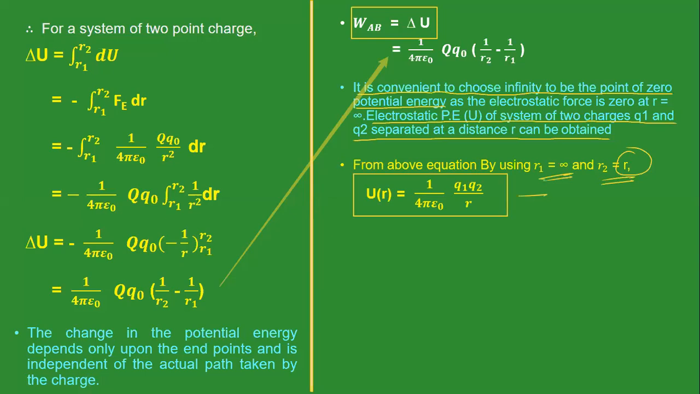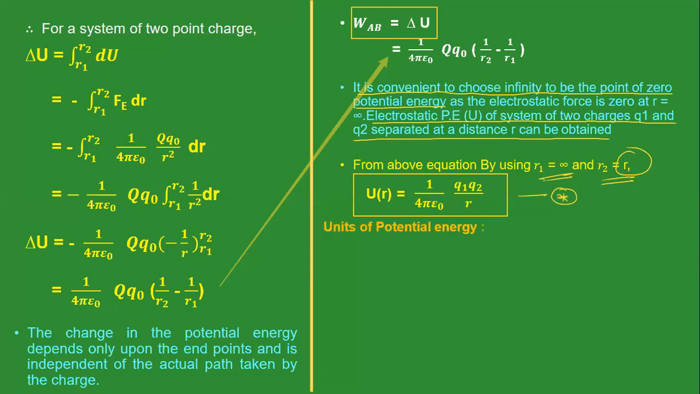and this is the final formula for electrostatic potential energy. You remember this formula. Electrostatic potential energy is given by the formula 1 upon 4 pi epsilon 0 Q1 Q2 divided by r. This is the potential energy formula. Now we write this formula for several cases, so we have to consider different cases for this formula.